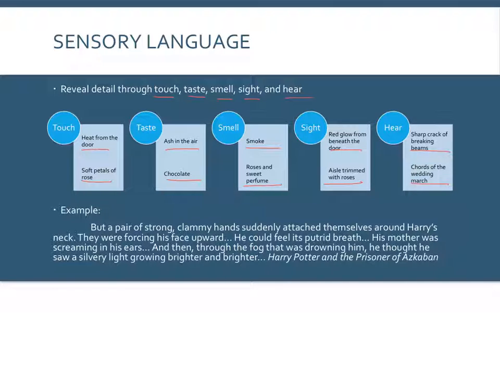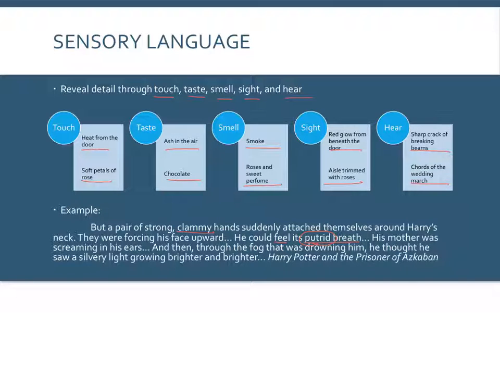Again, from The Prisoner of Azkaban: "But a pair of strong, clammy hands suddenly attached themselves around Harry's neck." Clammy. We're already establishing the tone here. Clammy is not a positive word. "They were forcing his face upward. He could feel its putrid breath," which is both what we can touch, we can feel the air hitting us, but also the smell. Putrid is related to the stink that was coming from it. And this would be a Dementor we're talking about.